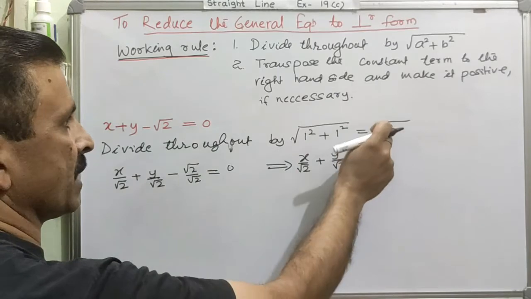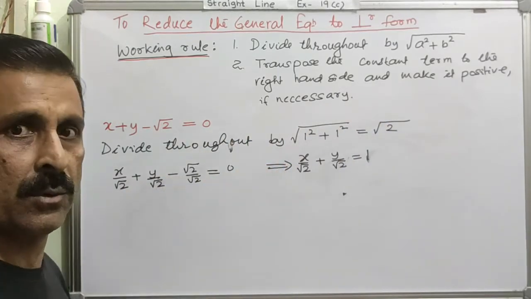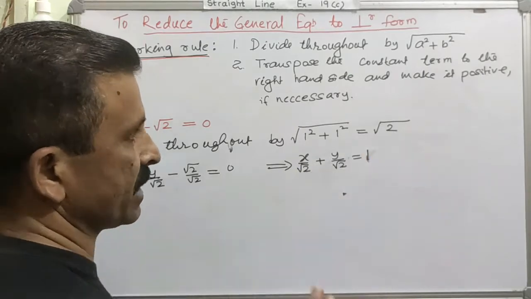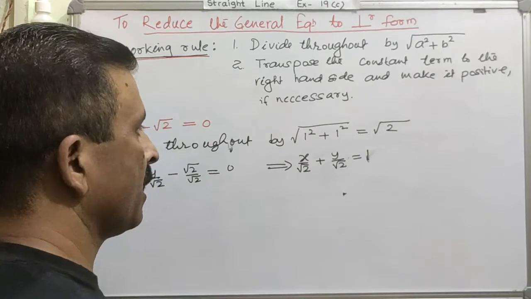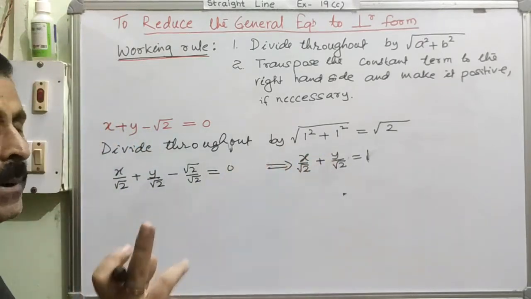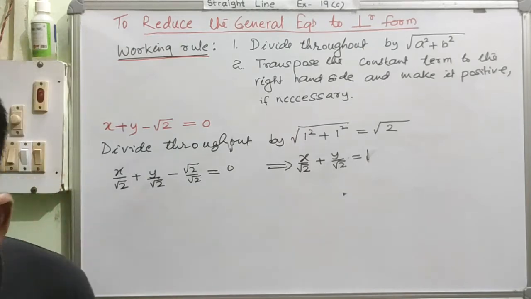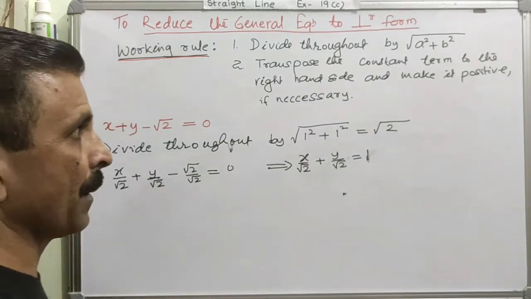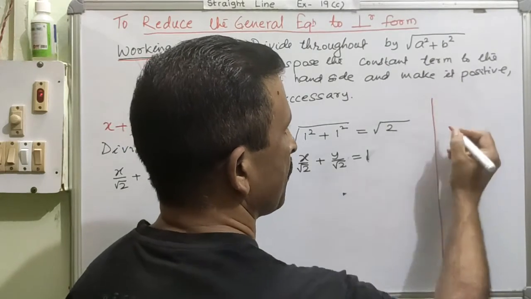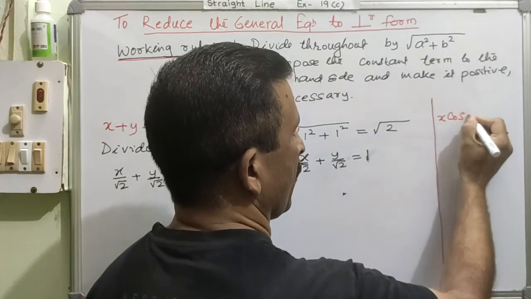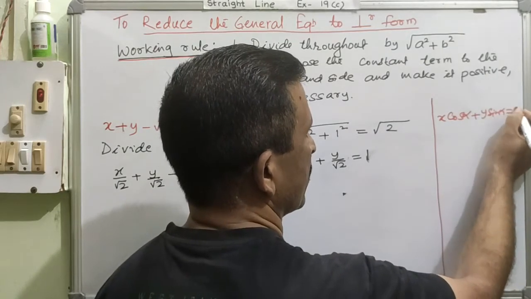So you got this value, with this value you divided each and every term, and then you have shifted the constant term to right hand side, and finally you got this equation. Is this very clear? Now you already know the perpendicular form, right? X cos alpha plus y sin alpha is equal to p.